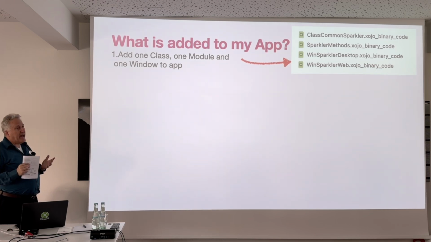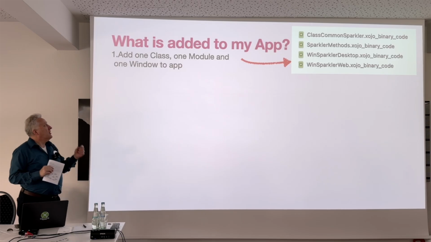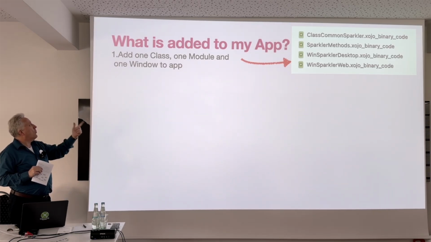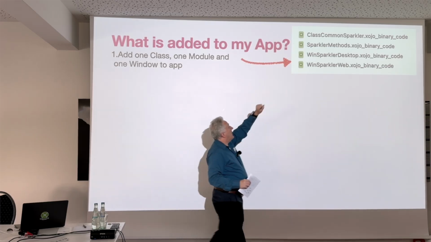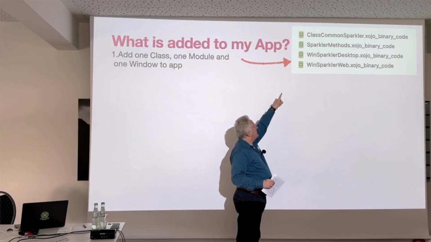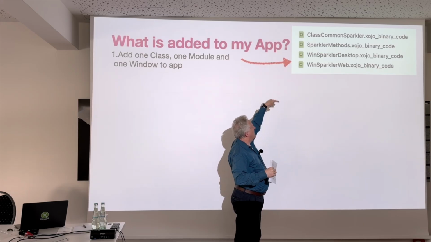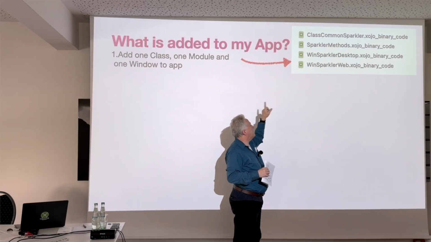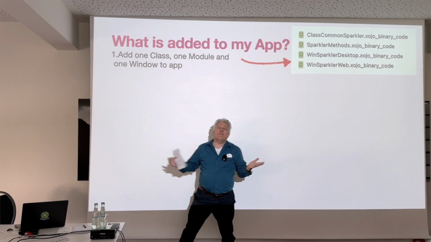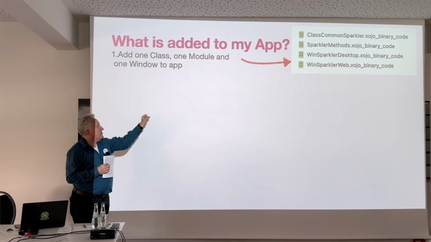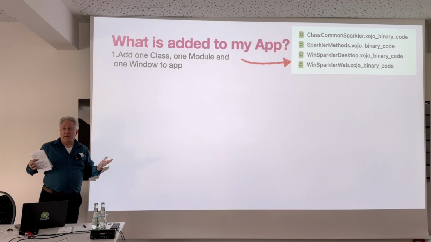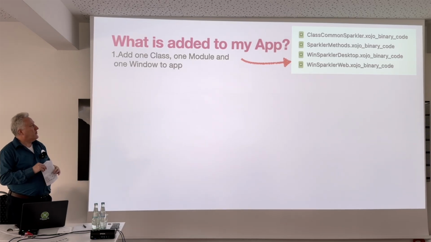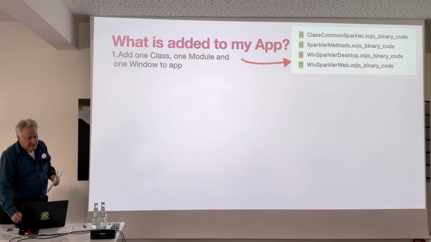What do I need to add to my application? You need to add one class, one module, and one window app. Now you go, well, that's fine, David, that's 3, but why have you got 4 up there? Well, the class is the same, the methods module is the same. The last 2, you can see there's WinSparkler for desktop or WinSparkler for web. So obviously, for the desktop application, you drag in the desktop WinSparkler. For the web, you drag in the window for the web version. But essentially, that's all you need to do.